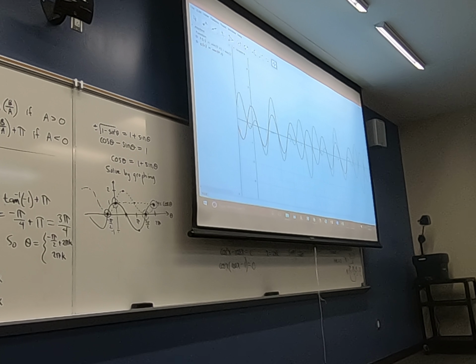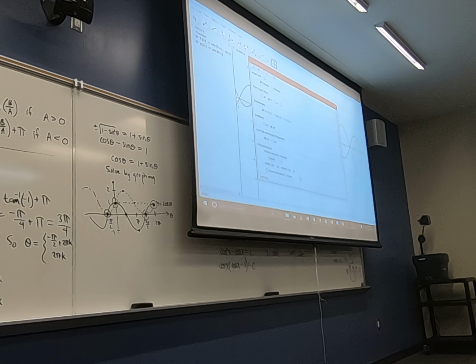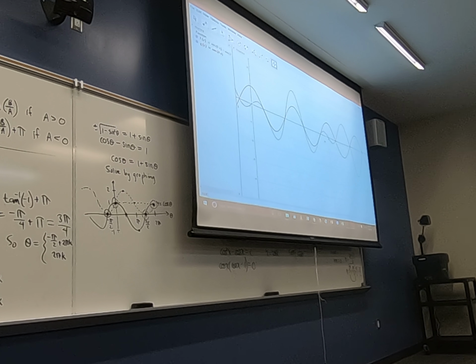But we still want to zoom in on this so we can see what's happening here. So what are these points of intersection? On the x-axis, I want to scale by multiples of pi, so I'll choose units of pi. Okay, so this is pi here.